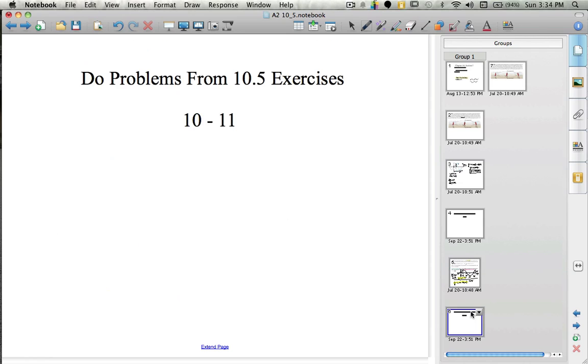So you go ahead and give that a try. Do problems 10 through 11. Come on back and we'll wrap this lesson up with the jump rope.